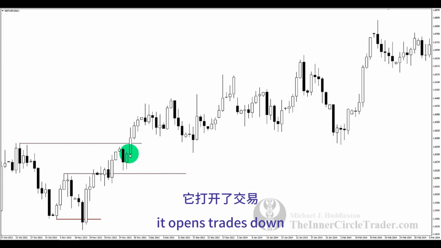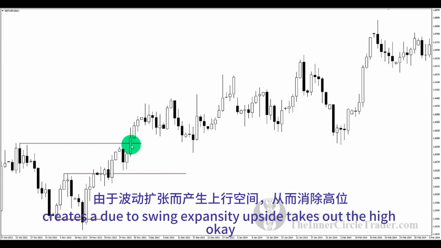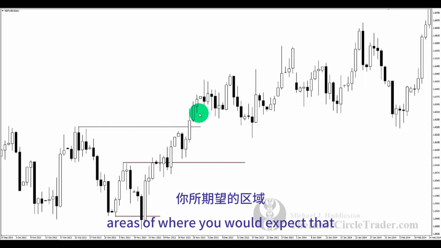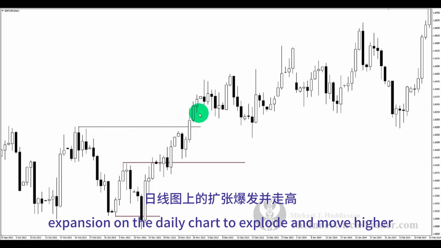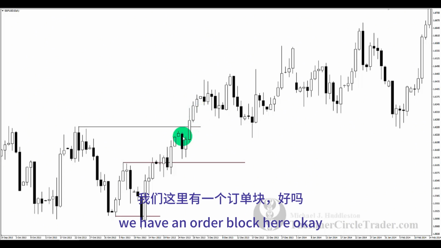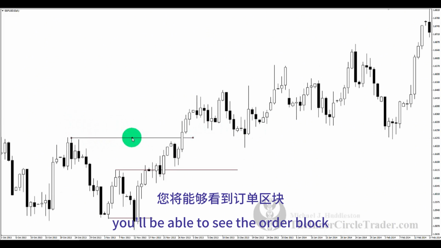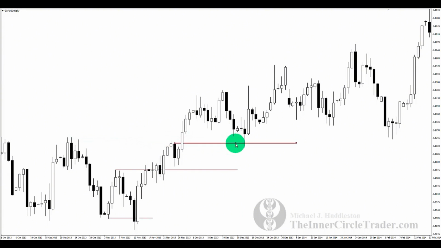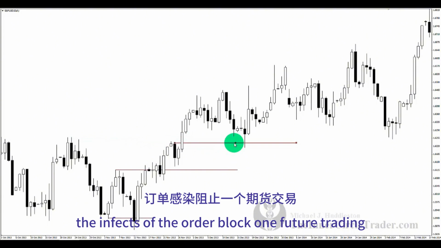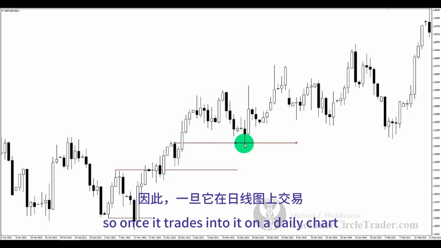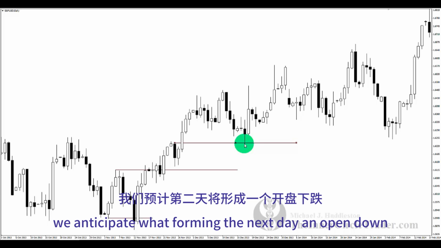Same thing the next day. It opens, trades down, creates a Judas swing, expands to the upside, takes out the high, and you continuously map out areas of where you would expect that expansion on the daily chart to explode and move higher. We have an order block here. We move back down below this high. You'll be able to see the effects of the order block on future trading. So price comes down, trades right into the order block. Once it trades into it on a daily chart, we anticipate what forming the next day?